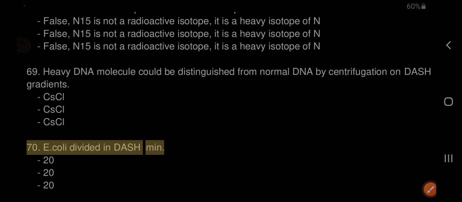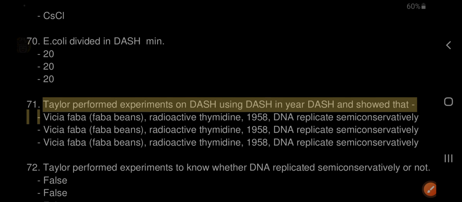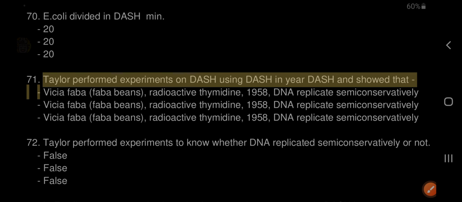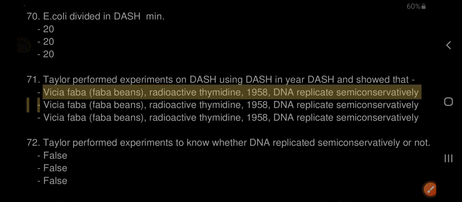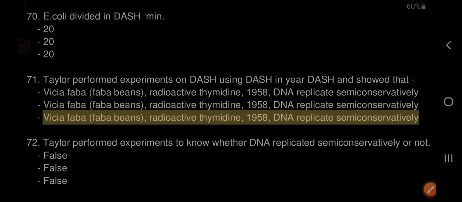70. E. coli divided in dash minutes. 20. 71. Taylor performed experiments on dash using dash in year dash and showed that DNA replicates semi-conservatively. Vicia faba beans, radioactive thymidine, 1958.